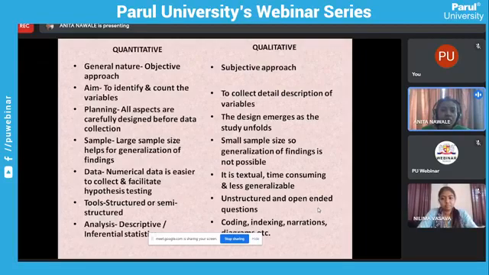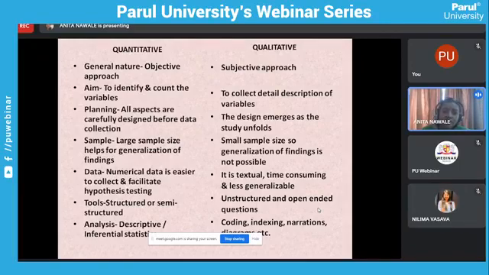In planning, all aspects are carefully designed before the data collection. As you know, in quantitative research, we plan everything from the beginning. We prepare the proposal or synopsis where you plan the whole methodology, and you just follow the same methodology throughout the research process.